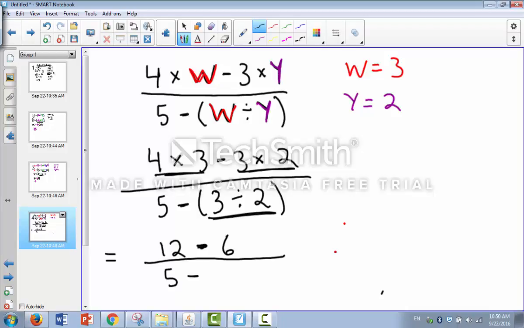So 5 minus 1.5. That's what happens when you sometimes make up questions, but that's okay. And now simplifying the top, I get 6 divided by 5 minus 1.5 is what? So 5 minus 1 is 4, and then minus 0.5 is 3.5.